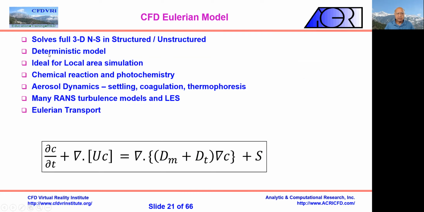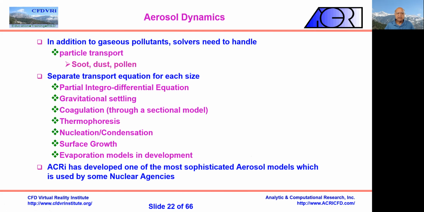The Eulerian model solves full 3D Navier-Stokes. We already went through that, and it's a deterministic model, and it's good for local area simulation, flow behind a building, flow behind you if you're standing in the wind, okay? So it can account for chemical reaction, photochemistry, aerosols, and many turbulence models in the Eulerian ones, so you know all that, okay?